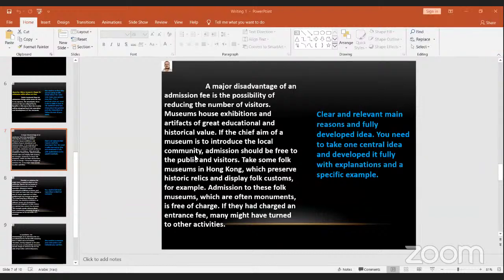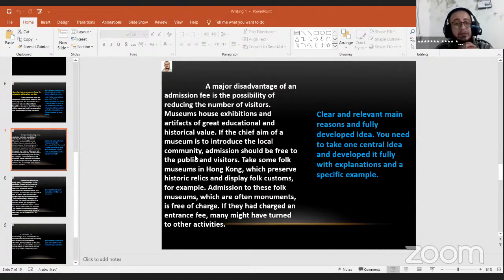Admission means entering. Admission should be free to the public and visitors. Then, if you don't have more explanation, it's better to give an example. When you give an example, avoid writing I, my, we, our. Avoid writing these pronouns. Let's take an example here.